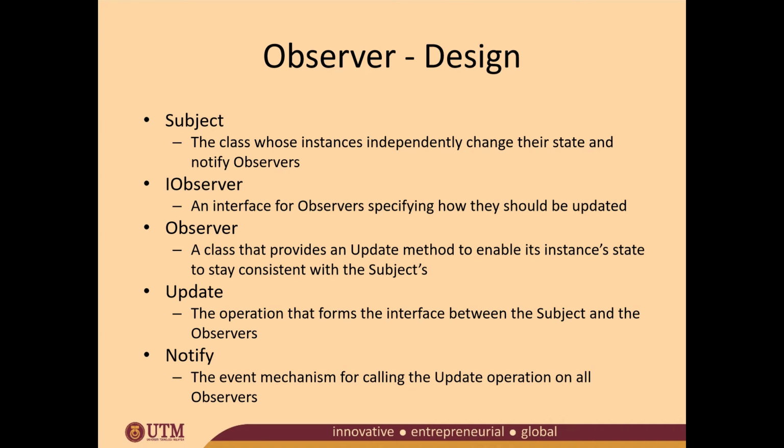Let's see the participants of the Observer pattern. First is the subject, the class whose instance independently changes its state and notifies the observers. Then we have the observer interface, an interface for observers specifying how they should be updated. Then the concrete observer, a class that provides an update method to enable its instance state to stay consistent with the subject's. And then the update operation, which forms the interface between the subject and the observer, and the notify event mechanism for calling an update operation on all observers.